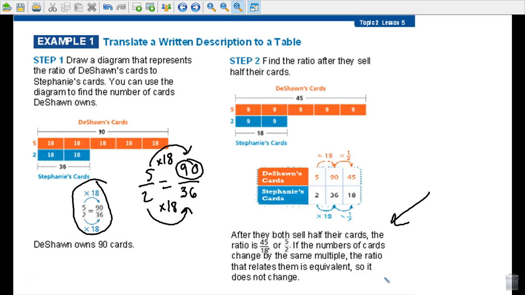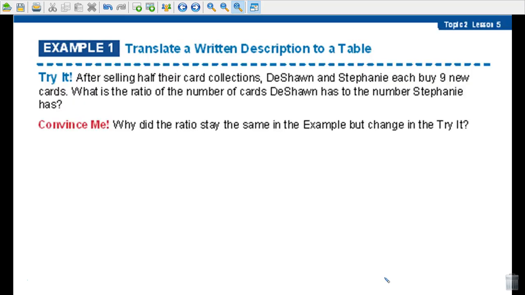Okay. So here's the example one, try it. I will tell you this right now, they are using the same amount of cards from example one. Okay? So D has 90 cards and Stephanie has 36 cards. Okay? Go ahead, do the try it. I'll give you guys a few seconds to pause it, okay?